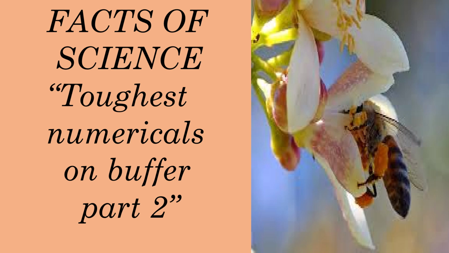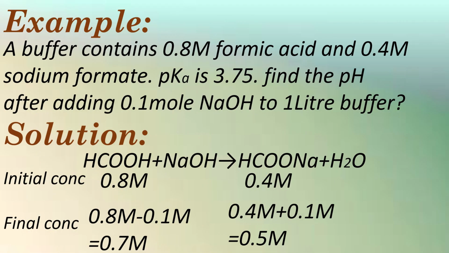In this video, I will tell you how to solve toughest numericals on buffer part 2. Example. A buffer contains 0.8 molar formic acid and 0.4 molar sodium formate. pKa is 3.75. Find the pH after adding 0.1 mole sodium hydroxide to 1 liter buffer.